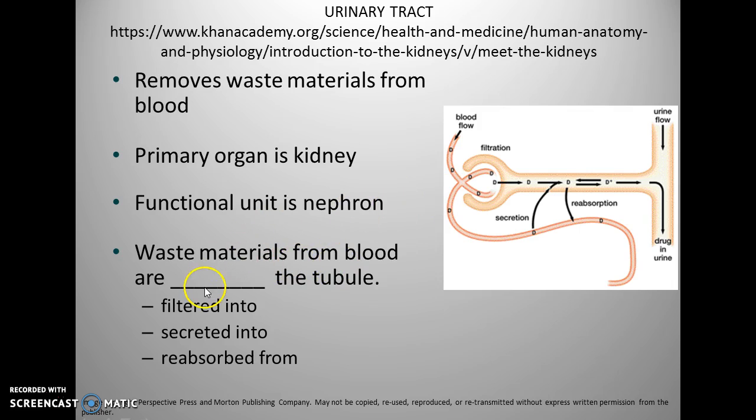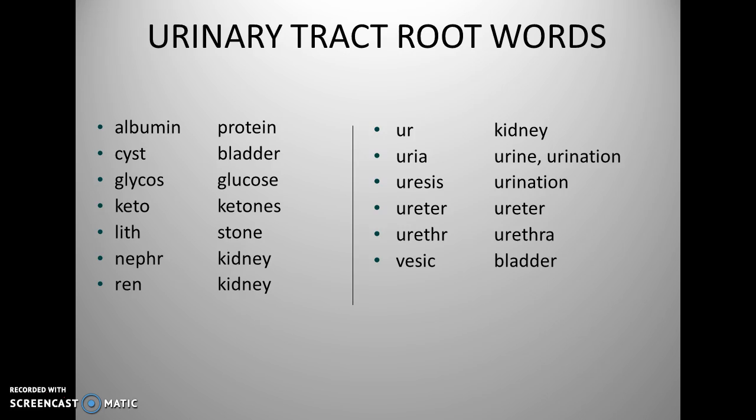Waste materials from the blood are filtered into right here, secreted into, as located in here, or resorbed from right here. And this is how the body regulates many of the electrolytes. It's via the kidney, and many substances are also regulated, such as salt, via the kidney. Some of the urinary tract words that you should be familiar with is albumin, a protein. It's an osmotic protein, very important in terms of maintaining the osmotic pressure within the blood.